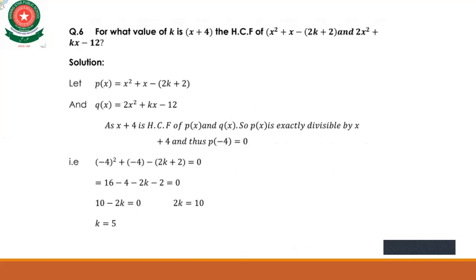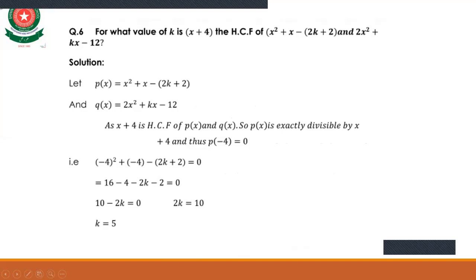For what value of k is x plus 4 the HCF of this expression? Here we have two expressions, p of x and q of x. As given, x plus 4 is the HCF of p of x and q of x. So p of x is exactly divisible by x plus 4.